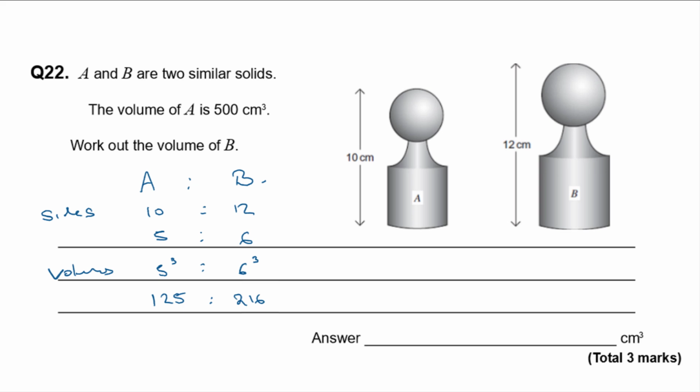So I know the actual volume of A is 500. Now 500, isn't that just 4 lots of 125? I think it is. So if I times it up by 4, look, I get 500. So doing the same on this side, what's that going to be? 216 times 4. That comes out to be 864 then, doesn't it? And then that is going to be the volume of the big pawn. Okay, is it a pawn? Looks like a pawn. Right, so that is 864 centimeters cubed.